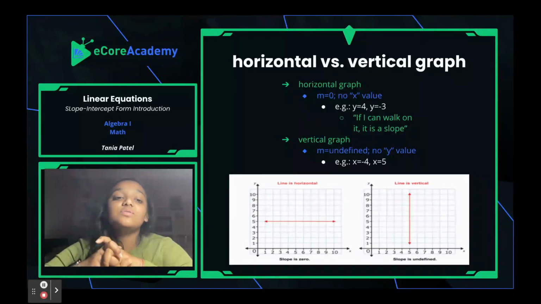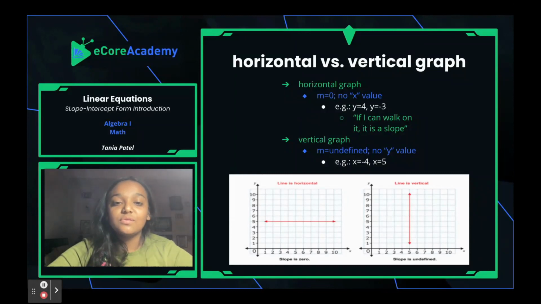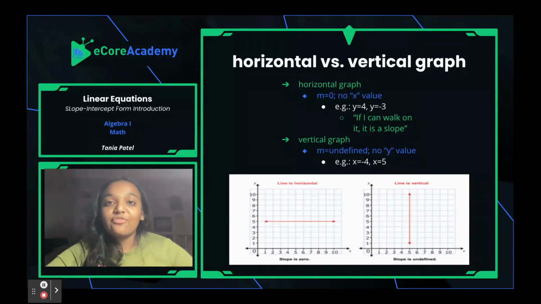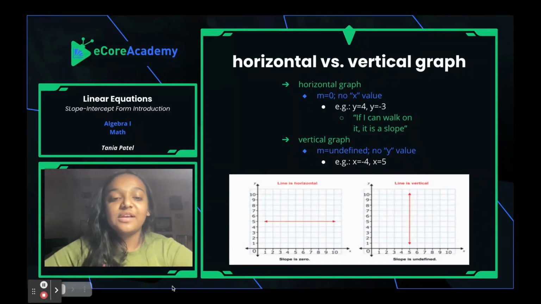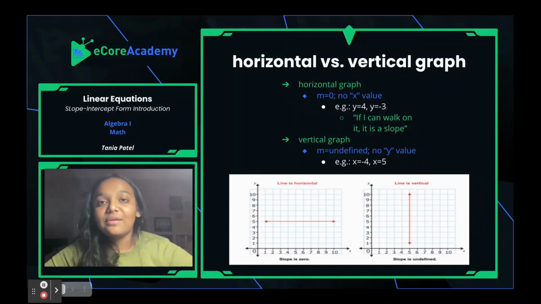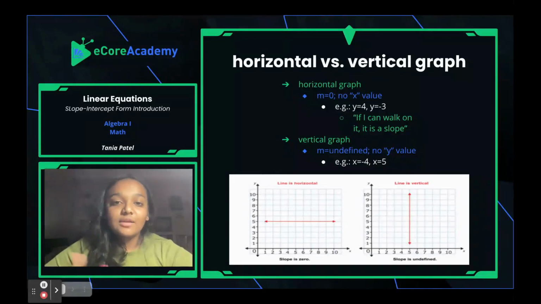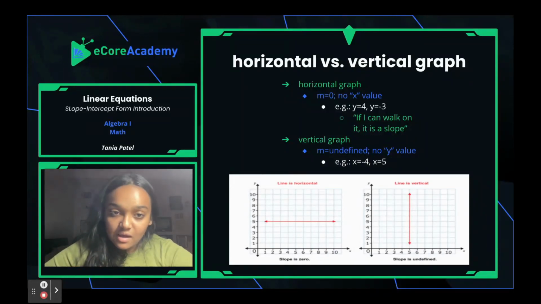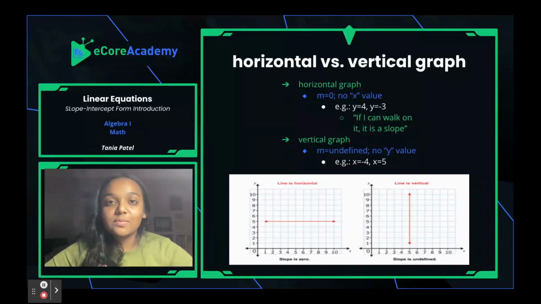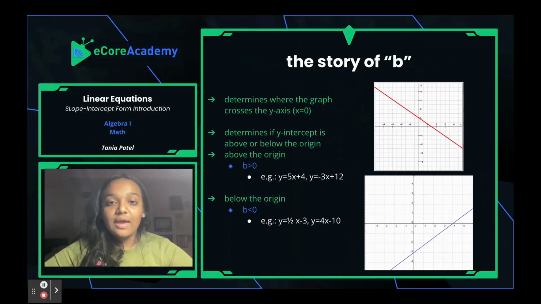Therefore, the best way to remember, a trick that you guys can use to remember that a vertical graph has no slope, aka the slope is undefined, is simply because you cannot walk on that graph. That's just a fun little trick that you guys can use to remember that. But that's the main idea of exactly what the m is and what it stands for. And we'll learn so much more about how to exactly graph these different things. So stay tuned for all that.